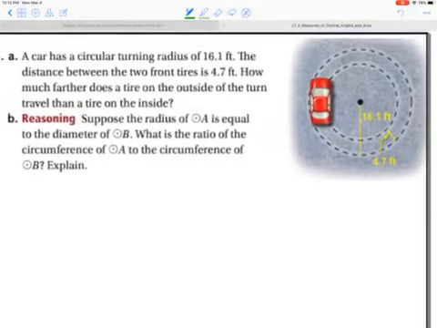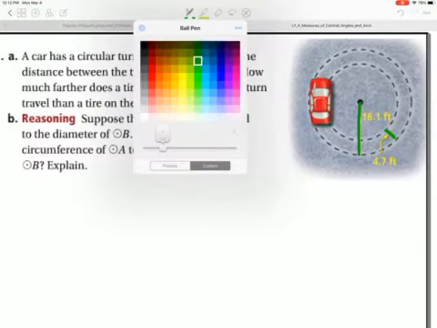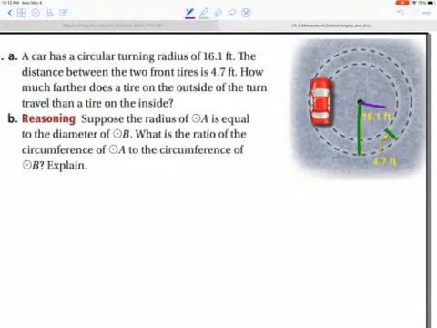Let's look at this example. A car has a circular turning radius of 16.1. That's what this length is. The distance between the two front tires is 4.7. That's this length. So if we wanted to get this distance to the inside, we could subtract those, and we get 11.1. So the radius to this circle is 11.1. The radius to the outer circle is 16.1.